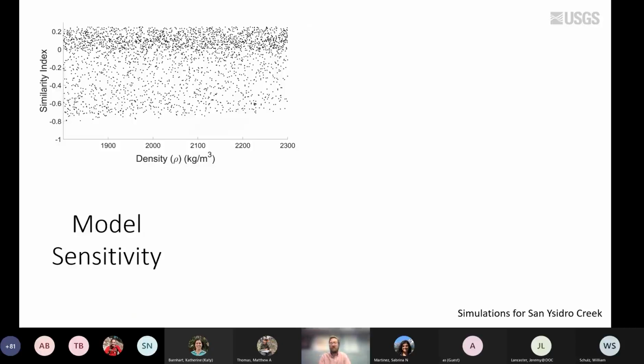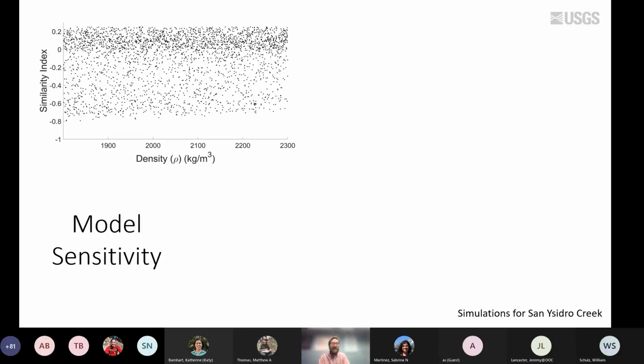We wanted to take a little bit more of a look at how the input parameters influenced model output. So we plotted the values for 3,000 simulations that we calibrated for San Ysidro Creek. Like I mentioned earlier, we calibrated to each of the 5 individual watersheds using the same methodology that I outlined earlier. And we plotted the 3 input flow mobility parameters against the output similarity index for these simulations. So we see here when we plot density against the output similarity index, we see little or really no correlation between the input and the output.